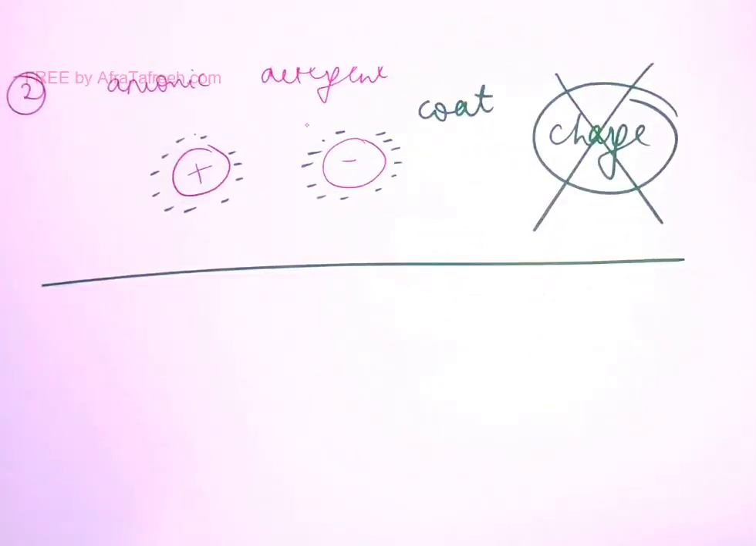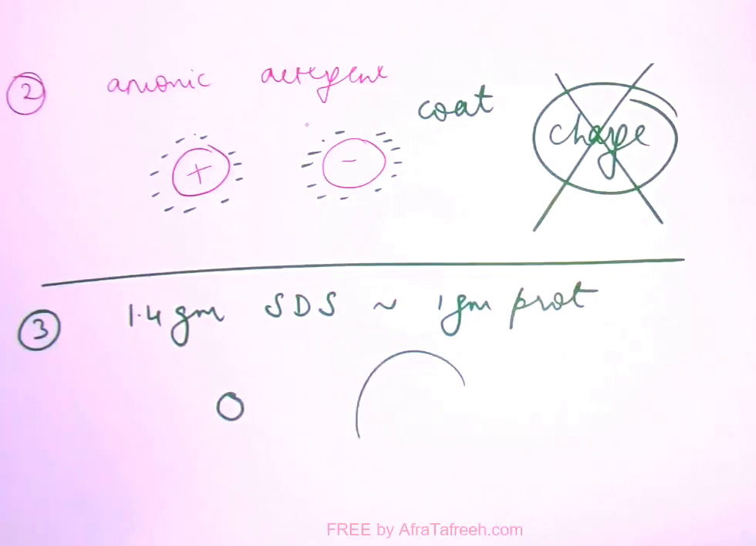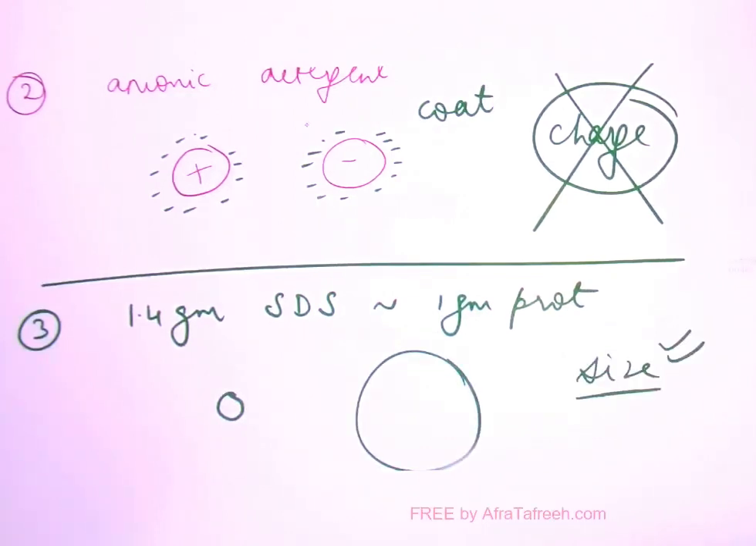Now the third point about SDS is that approximately 1.4 gram SDS will bind to 1 gram of protein. So for example, a small protein, less SDS binds. Bigger protein, more SDS binds. The difference of size is still there, but the difference of shape and charge is gone. That's why this electrophoresis only and only depends on the size of the proteins.